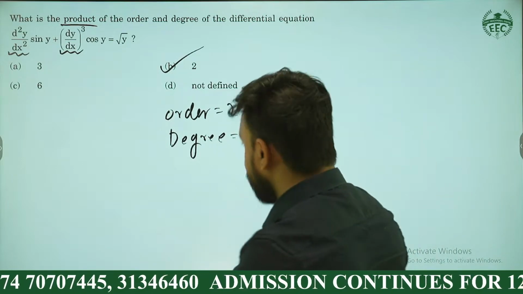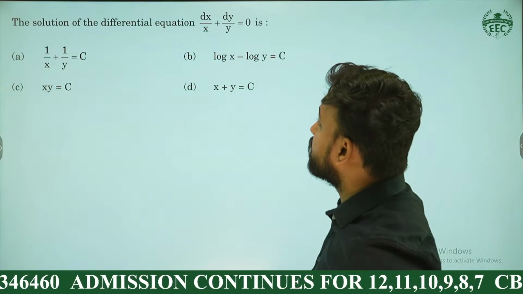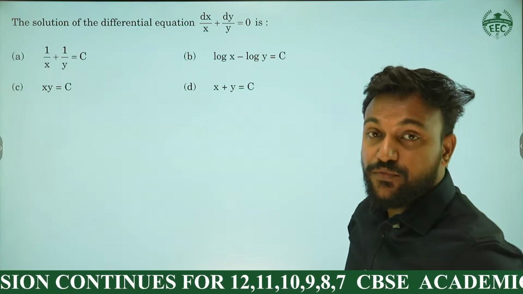Can I move to the next one? Okay, the next question is, find the solution of the differential equation dx by x plus dy by y is equal to 0.